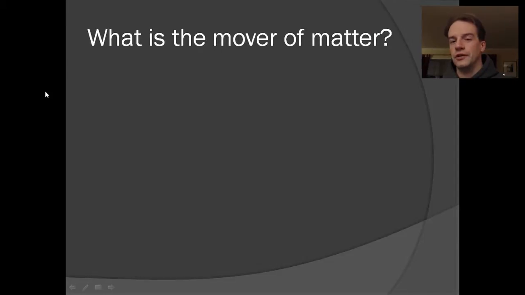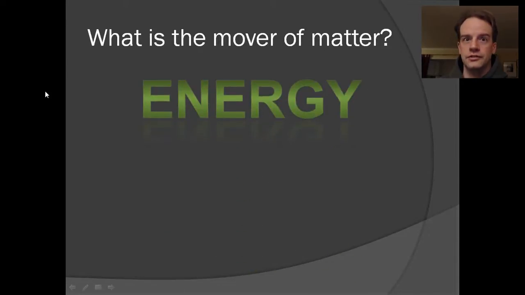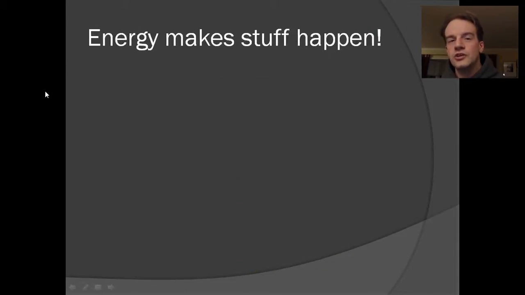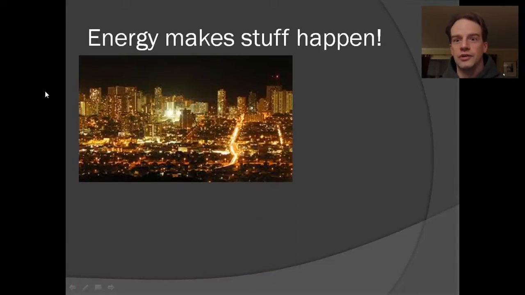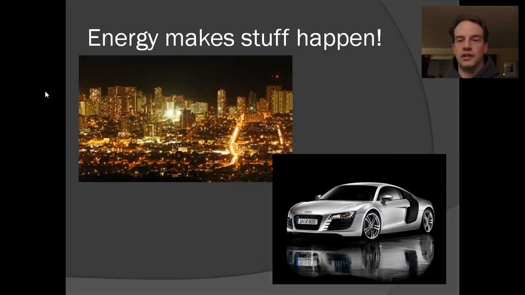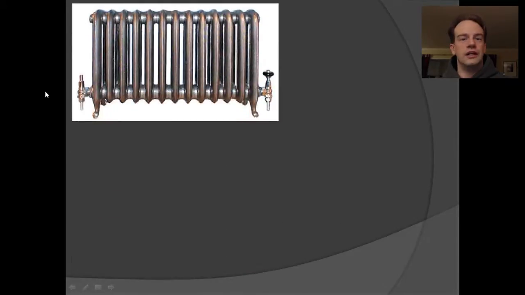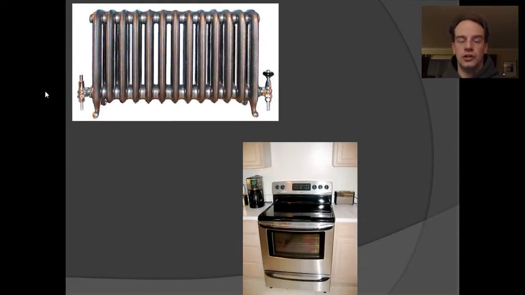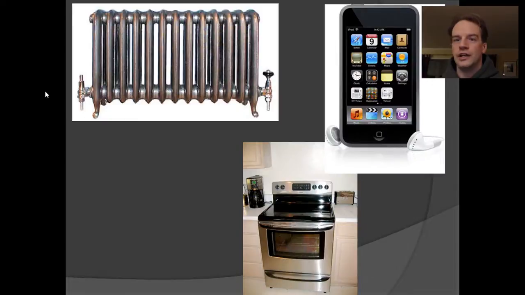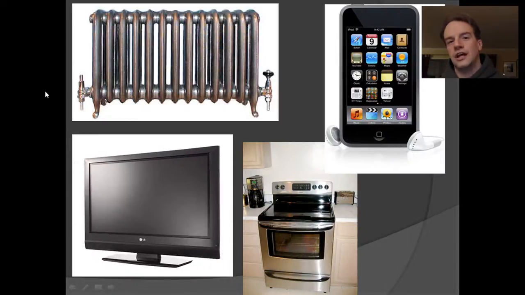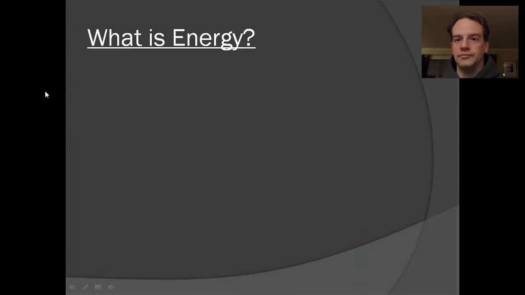What is the mover of matter? Energy. Energy is what makes stuff happen. It's how we get things done. It's how we light up the cities. It's how we get cars to move. It's how we have our factories make things. Energy is everywhere. It heats our homes. It cooks our food. It runs our electronic gadgets and our TVs. Energy is everywhere. We use it all the time.